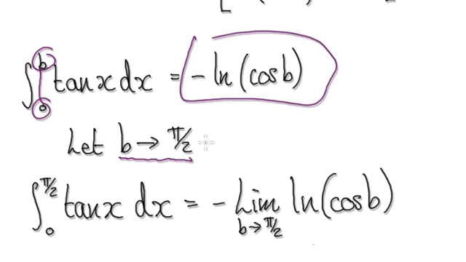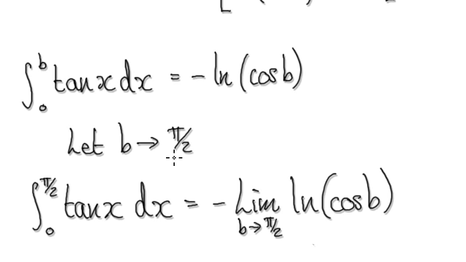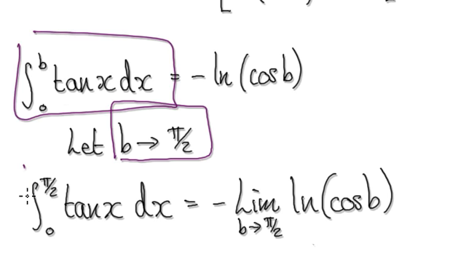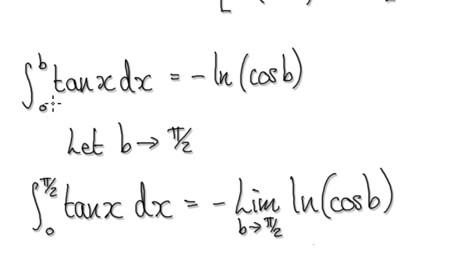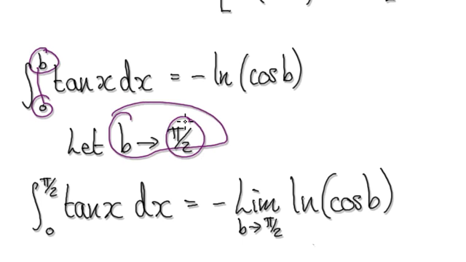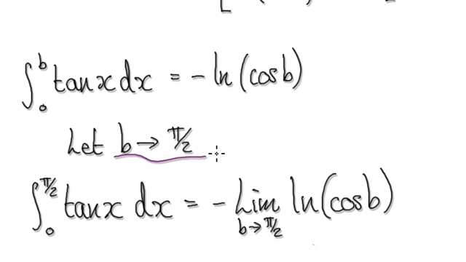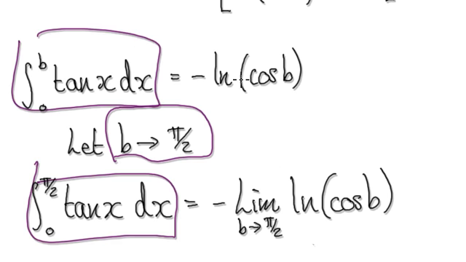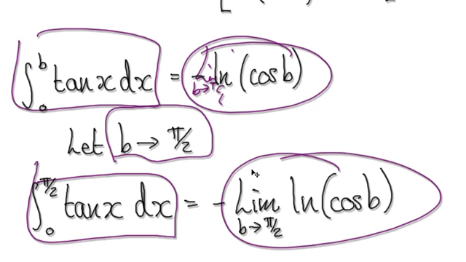Now allow b to move towards pi over 2. So take the limit as b heads towards pi over 2. The minute you let b head towards pi over 2, this whole thing here will become this. Rather than integrating from 0 to b, the minute you allow b to head towards pi over 2, you are actually integrating from 0 to pi over 2. You can then take the limit as b tends to pi over 2.